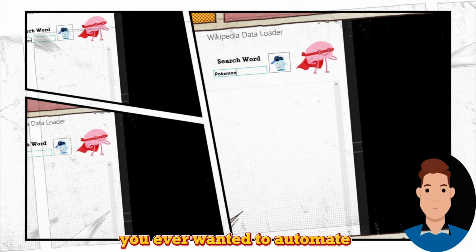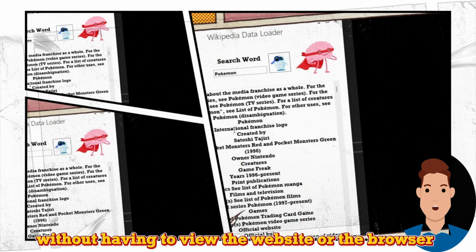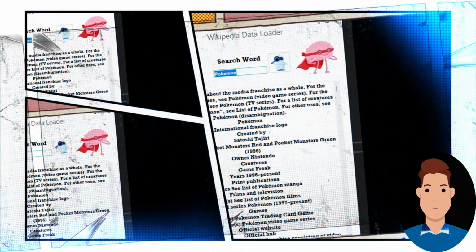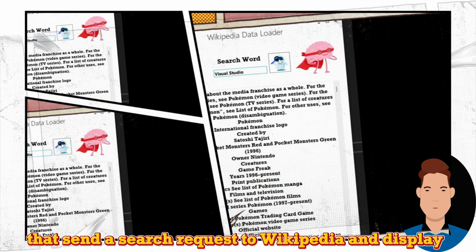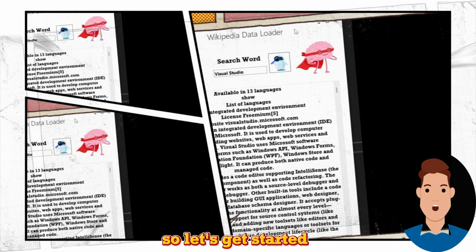Have you ever wanted to automate websites and load data from them into your tool? And all this without having to view the website or the browser? Then you've come to the right place. You will learn everything you need to know with this example app, that sends a search request to Wikipedia and displays the results in your tool, without showing the browser. So let's get started.